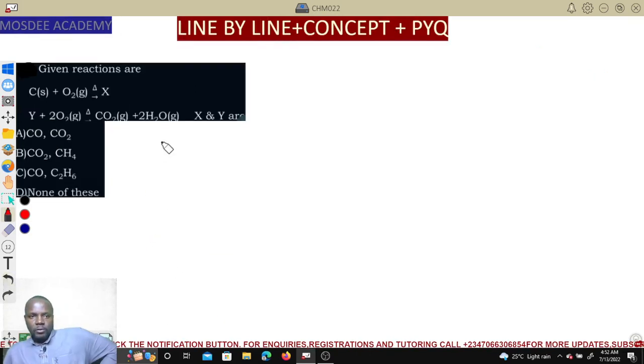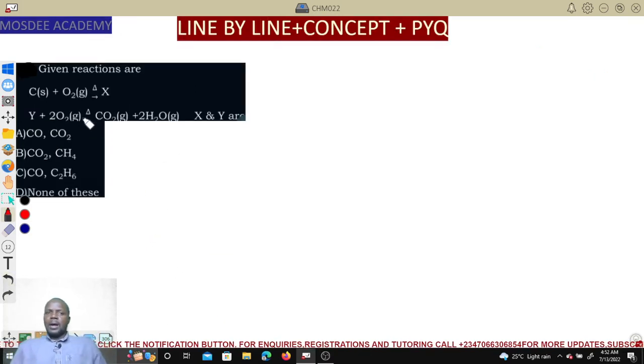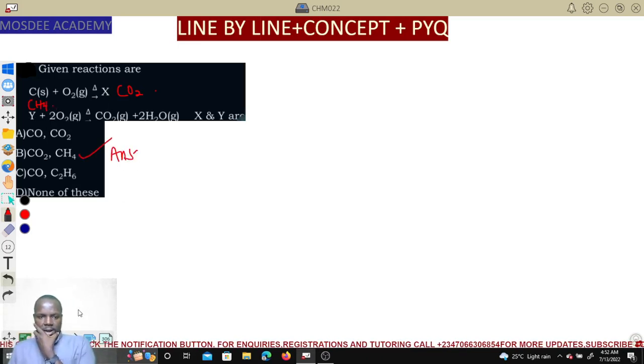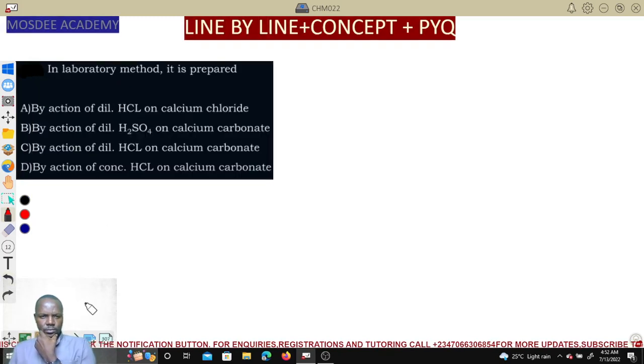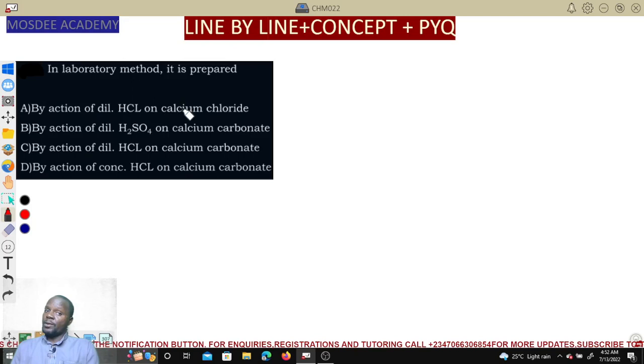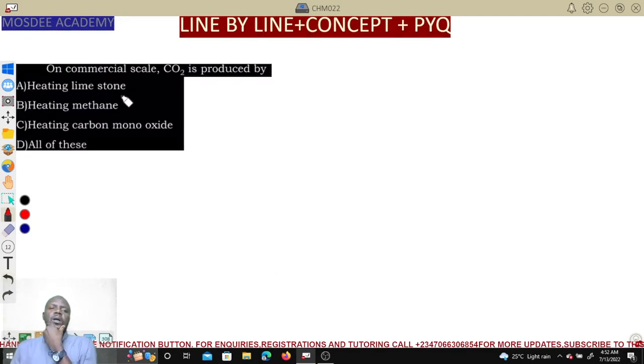The next question. This is more like what I talked about. Carbon solid combined with this. Because we have talked about this, the second reaction is CO2. This is hydrocarbon, which is methane. So that's the answer. The next one. In the laboratory method, it is prepared by dilute hydrochloric acid on calcium carbonate, not concentrated, please. The next one. On commercial scale, CO2 is prepared by heating CaCO3. Next one.